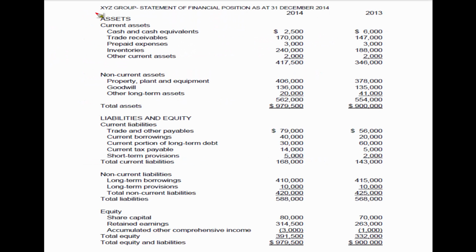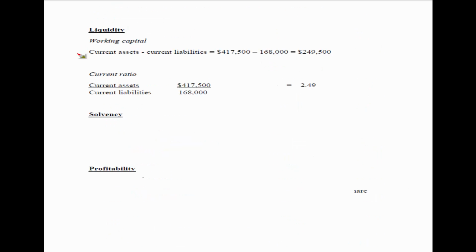Looking at XYZ company, we can see our current assets are $417,500 and our current liabilities are $168,000. Therefore, $417,500 minus $168,000 gives us a positive working capital of $249,500. We have more current assets than current liabilities. We should be able to pay off our short-term debts.